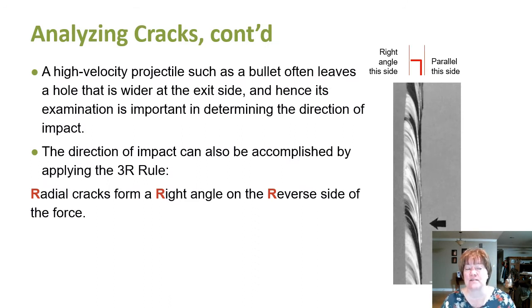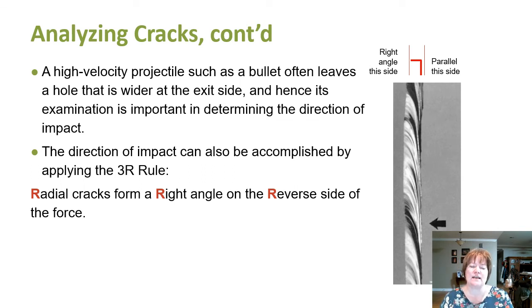Another thing that happens is if I have a pretty high velocity projectile, mostly bullets we're thinking, or it could be shots from a shotgun, but something very fast, it often leaves a hole that's wider at the exit side, and that helps me in determining the direction of impact.